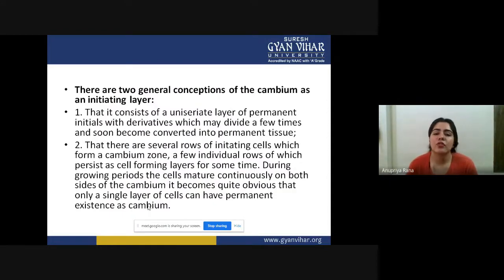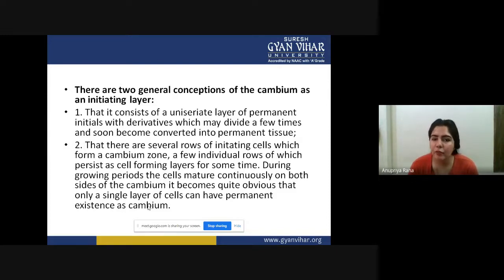So there are two general conceptions of the cambium as the initiating layer: that it consists of a uniseriate layer of permanent initials with derivatives which may divide a few times and soon become converted into the permanent tissue. So there are two concepts about their functioning. First is that they consist of a uniseriate layer of permanent initials, meaning they consist of one single layer. Uniseriate is a single layer.